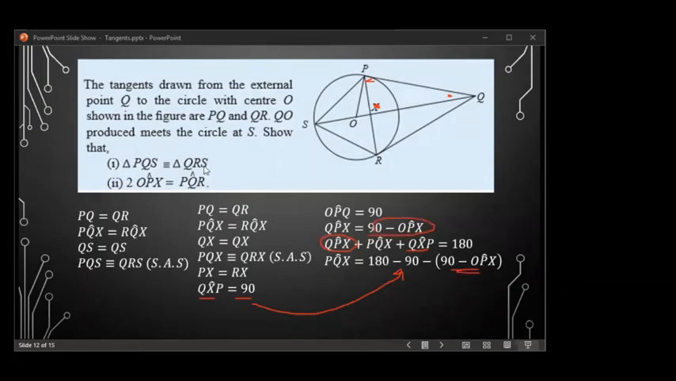Okay, then we can simplify. You can get that PQX is equal to OPX. This small one. Not finished yet. Then we can write PQR, this big part, is equal to 2 times PQX. Since these two are equal, this big one should be equal to 2 times a smaller one. So since PQX equals OPX, you can substitute that here and then you can get the answer.